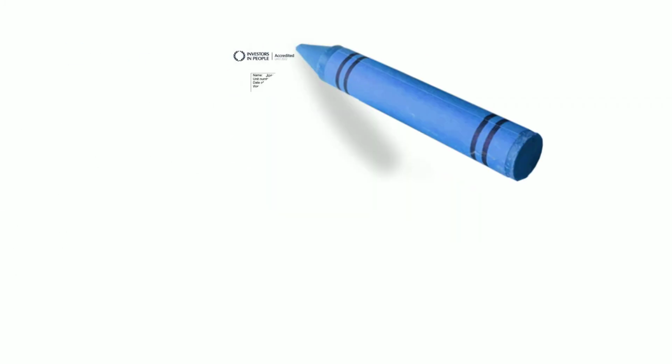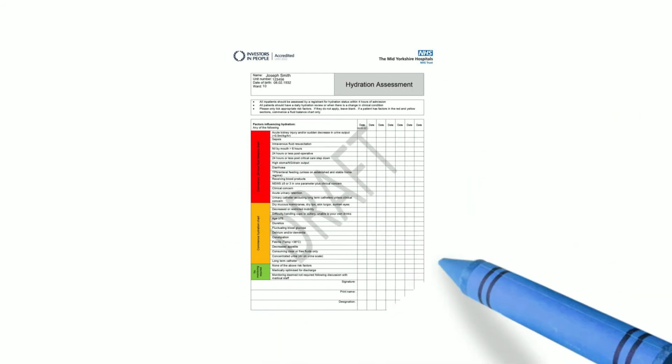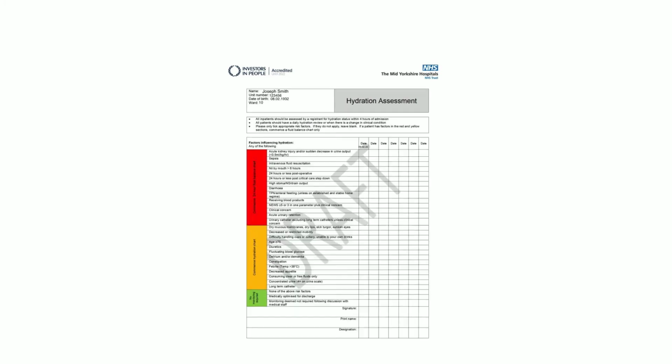The hydration assessment has been introduced because, as evidence suggests, healthcare professionals are sometimes unsure of the correct criteria for implementing either a fluid balance or hydration chart. The hydration assessment should be completed by a registrant within 4 hours of a patient being admitted to the unit and once every 24 hours thereafter.